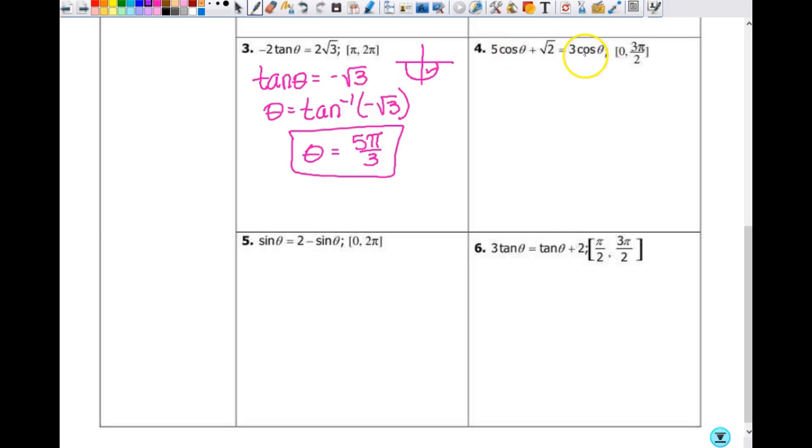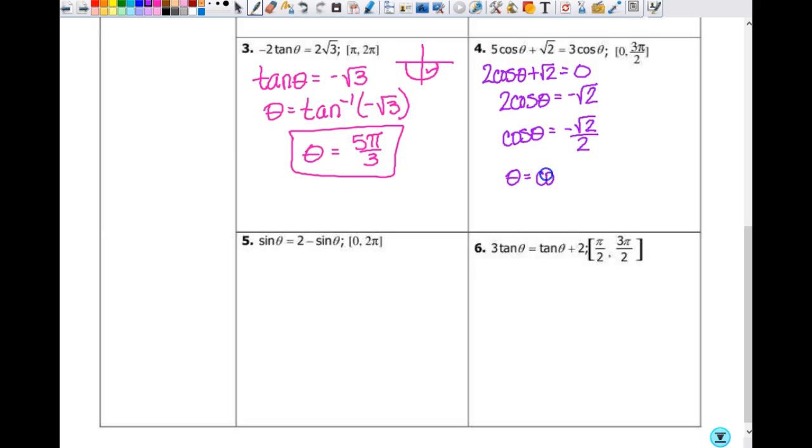0. So I'm going to subtract this from both sides, and that'll give me 2 cosine theta plus the square root of 2 equals 0. Don't ever forget to put that 0 there. Don't lose your equal sign. Then I want to move the square root of 2 over here, so I get 2 cosine theta equals what? Negative square root of 2. Then what do I do? Divide. So cosine theta equals negative square root of 2 over 2.